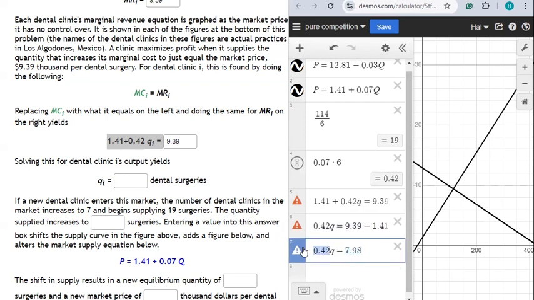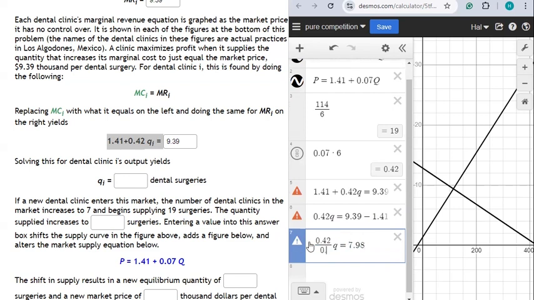Now I want to divide both sides by 0.42. If I do it to the left, I have to do it to the right. Otherwise, we no longer have this property of equality. Now, 0.42 divided by 0.42 is what?